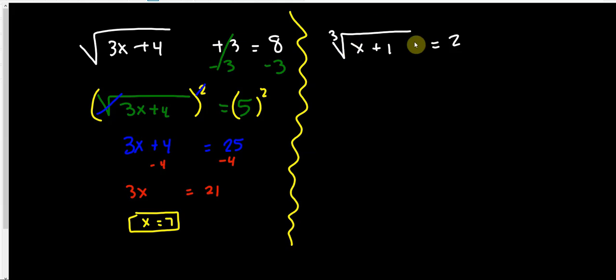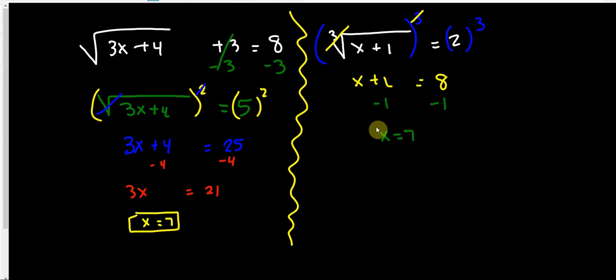So same idea. Is there any operations outside? No. So I can jump into, to get rid of a cube root, I will raise to the third power. Because I did it on the left side, I need to do the same thing on the right. So the cube and the cube root cancel, and I have x plus 1 equals 2 to the third power is 8. All right, well, I just subtract 1 from each side, and x will equal 7. Okay, and you can plug that in and check, but it'll work out fine.